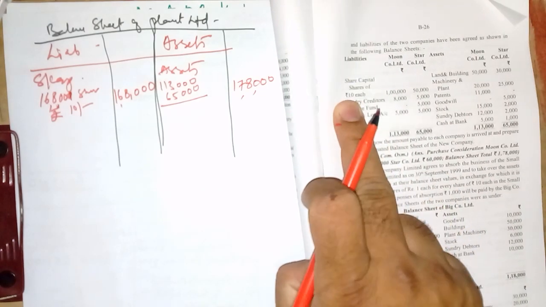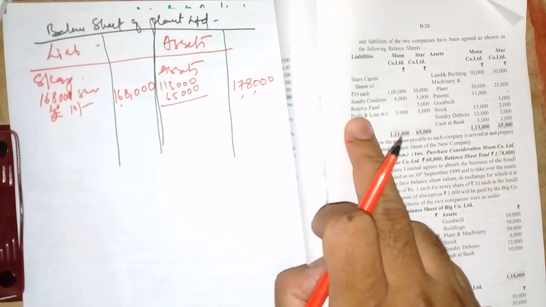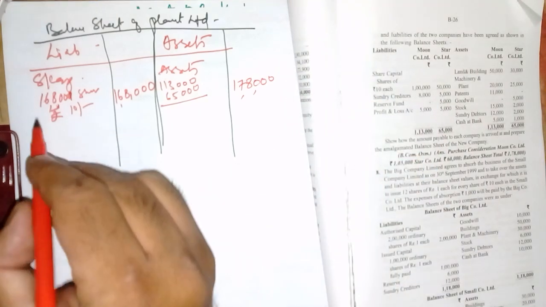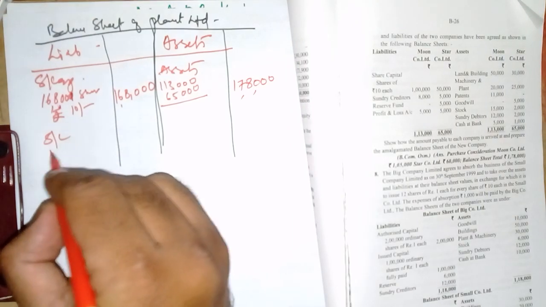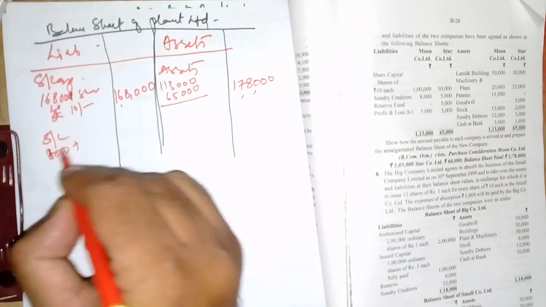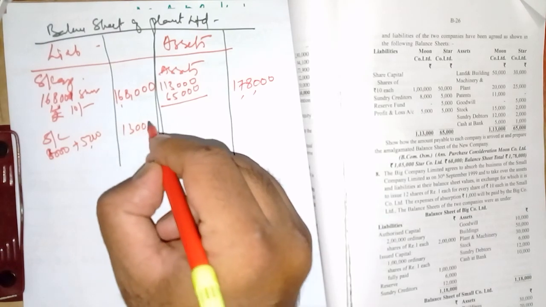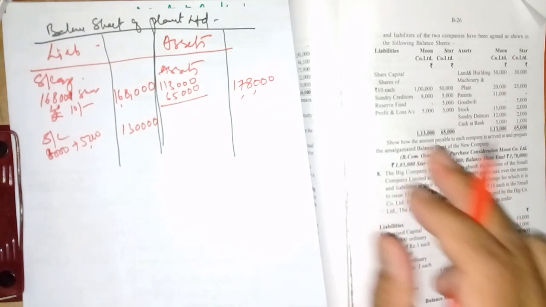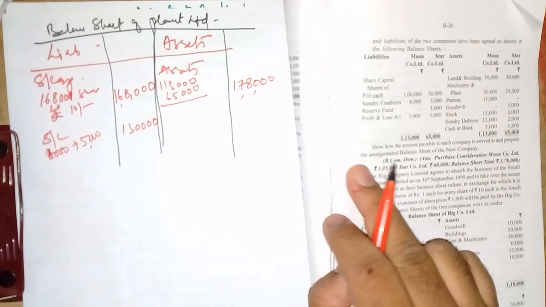Do we write the old share capital? No, already these are transferred. This 1,50,000 was transferred to equity shareholders. So this is the reserve on P&L. Only one liability we have taken, that is sundry creditors. Sundry creditors summation is 8,000 plus 5,000, that is equal to 13,000. Right? So 8 plus 5 is 13,000. Clear?